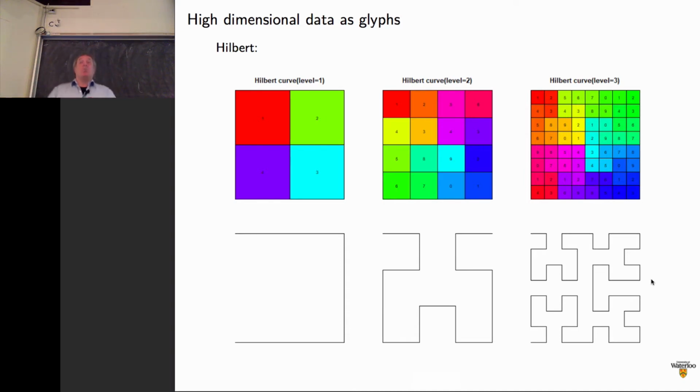So now I can take one 64-dimensional point, one coordinate vector, and map it into a square. Okay? Everybody with me? So that's one way of doing it.